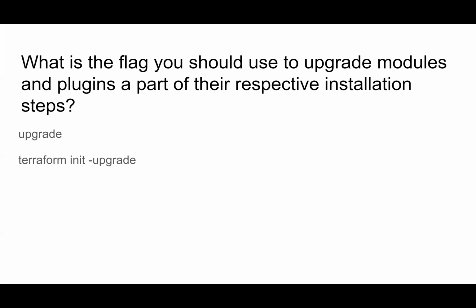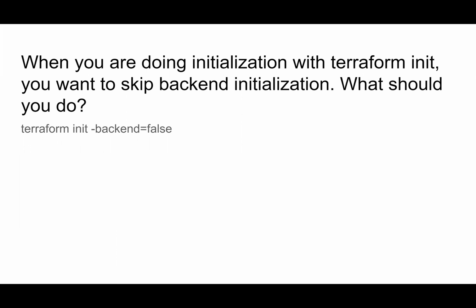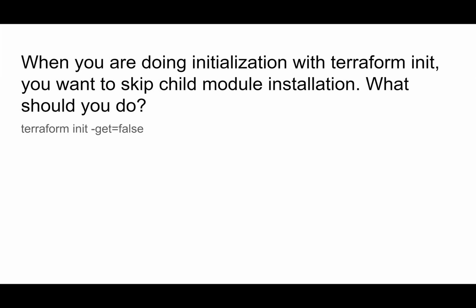What is the flag that you should use to upgrade modules and plugins as a part of respective installation steps? So upgrade, you'd run terraform init -upgrade. When you are doing initialization with terraform init, you want to skip backend initialization. What should you do? We can skip this by running terraform init -backend=false. When you're doing initialization with terraform init, you want to skip a child module installation. What should you do? Well, we can skip the installation of a child module by running terraform init -get=false.